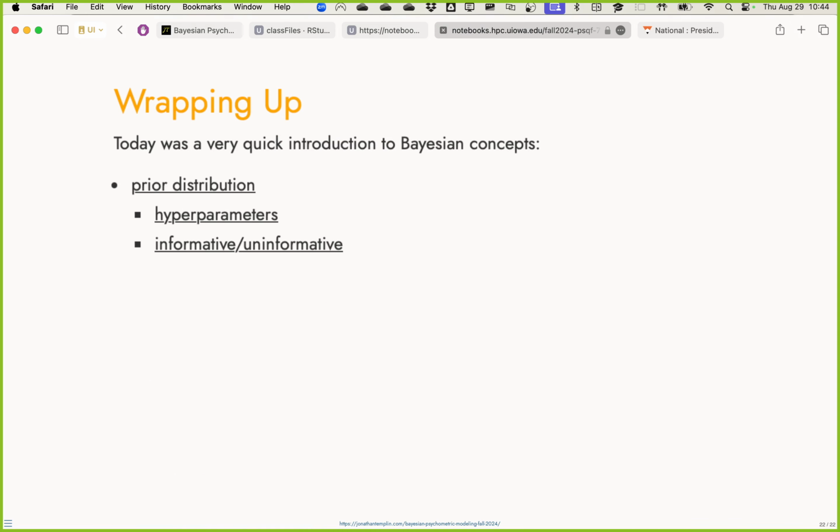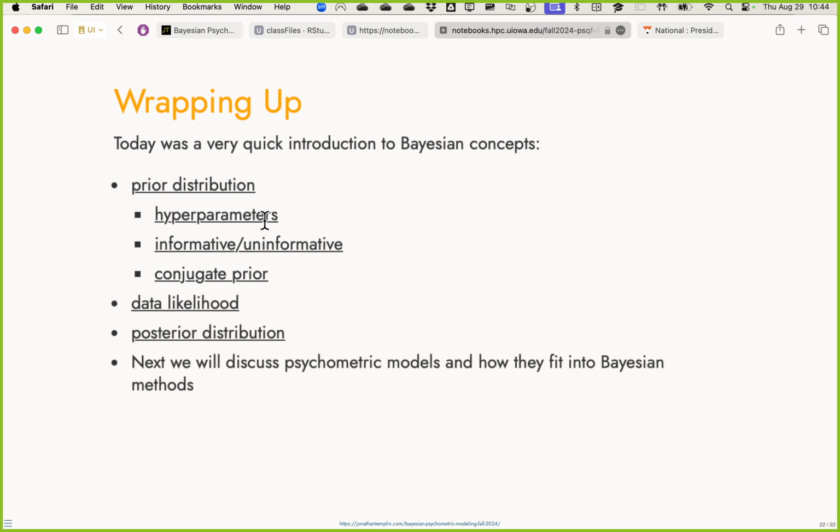I love it, and we're out of time, so let me just wrap up. These are some of the definitions that we discussed today. Prior distributions that have hyperparameters that can be uninformative or informative. They can be conjugate. They may not be conjugate. We have a data likelihood, and we put all that together, and we get a posterior distribution. Next class, though, we're going to push pause on the Bayes button, and we're going to bring back our psychometric models and discuss what psychometric models are in a broad sense as well.